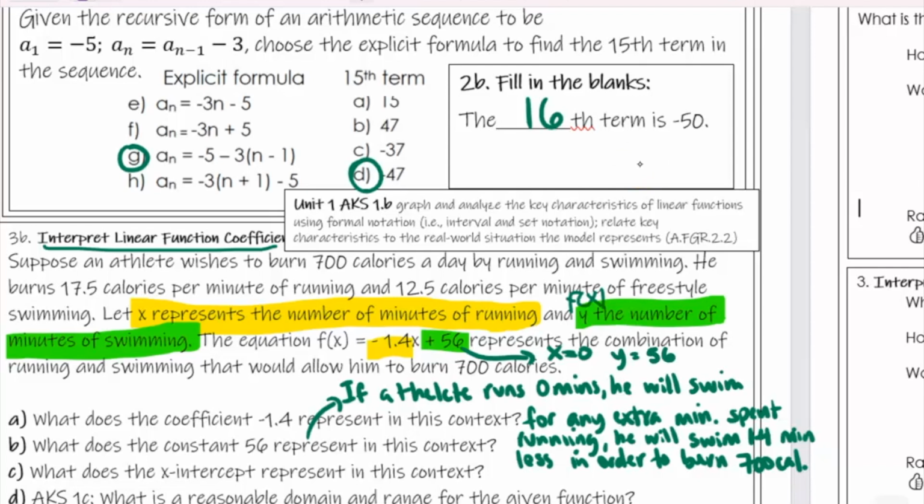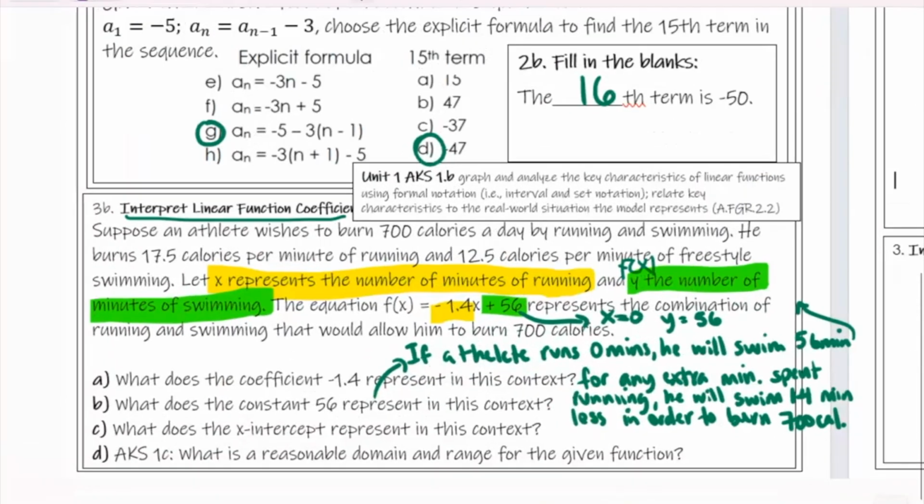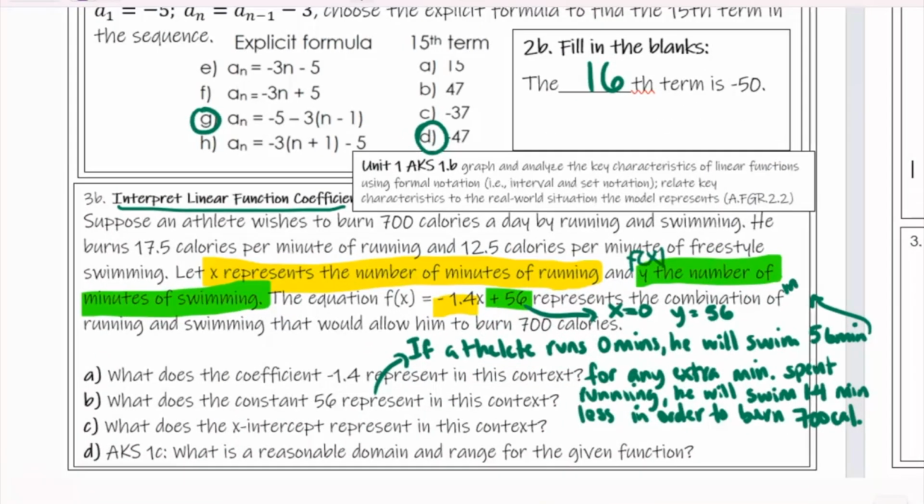He will swim for 56 minutes in order to burn, and I don't have space, but you can always write it over here as well, right? Because that's actually where you're supposed to be writing it. In order to still burn that 700 calories. So when X is equal to 0, which is when he runs for 0 minutes, he will swim for 56 minutes for him to burn 700 calories.